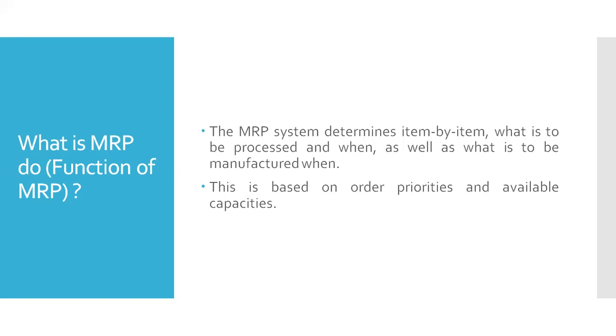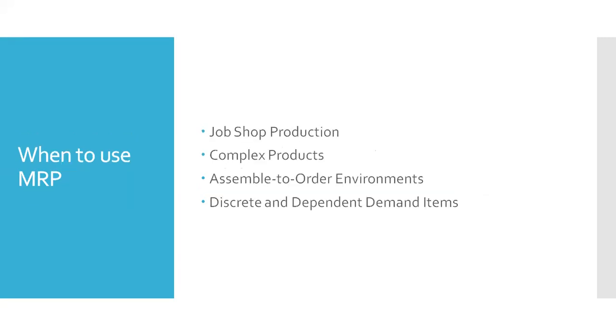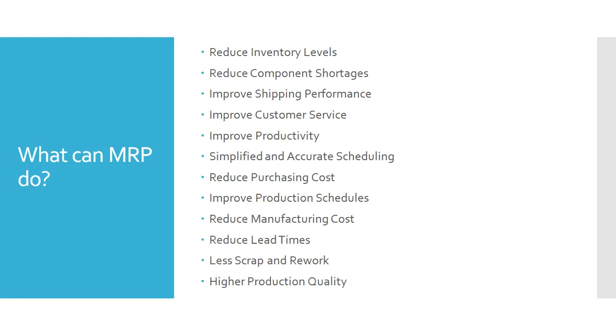So what does MRP do? Like what is the function of the MRP? The MRP system determines item by item what is to be processed and when, as well as what is to be manufactured when. This is based on order priorities and available capacities. When to use the MRP? MRP can be used in job production, complex products, and where we have to assemble the order environments and discrete and dependent demand items. What can MRP do? It will reduce the inventory levels. These are the basic things when we employ the MRP.